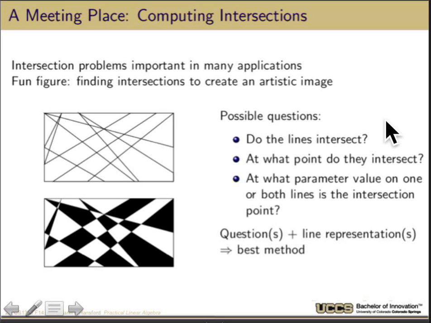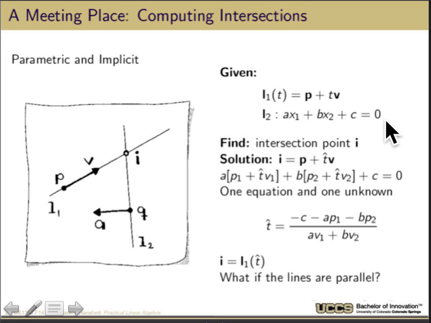So we can ask questions like, do lines intersect? At what point do they intersect if they do? And what is the value of one or both of the lines when they intersect? That is, what is the point of intersection? And these kinds of questions plus the line representations give us some questions. What's the best method? What's the best representation to answer each of those questions? You can actually answer them with either representation because you can always convert from one to the other, but sometimes one is more natural. So let's look at parametric and implicit representations.